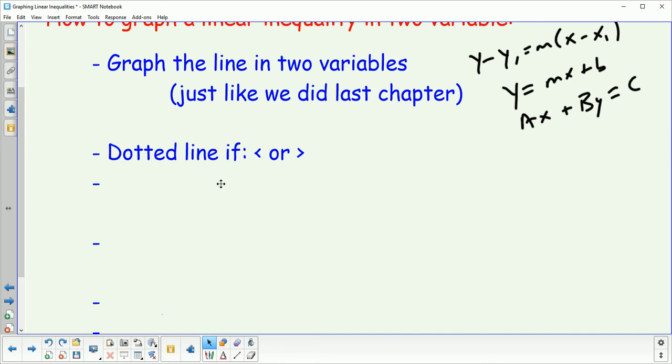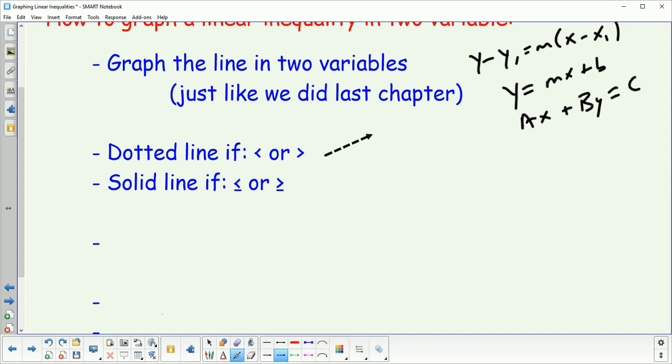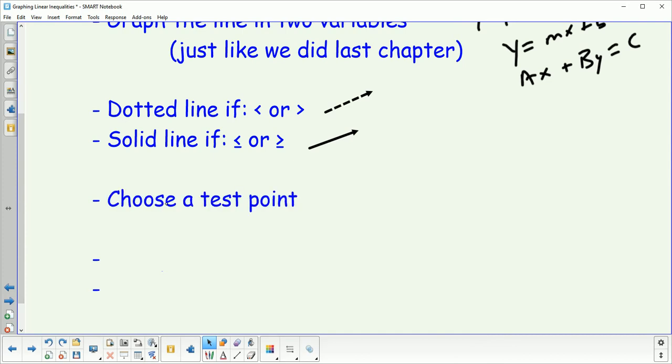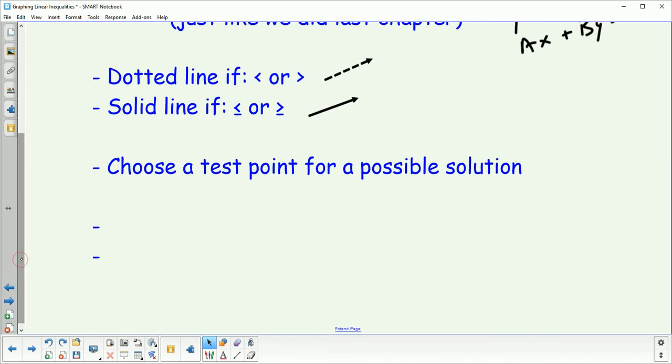And then we have two options. If it is less than, we're going to use a dotted line or a dashed line, so it should look something like that. And we can also have a solid line if it's got the equal to part to it. So an equal to part is going to give us some sort of solid line like that. And so we start by graphing either with a dashed or a solid line, and then we're going to choose a test point for a possible solution.